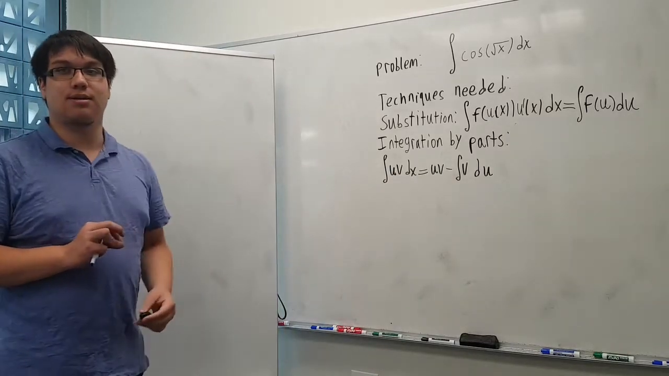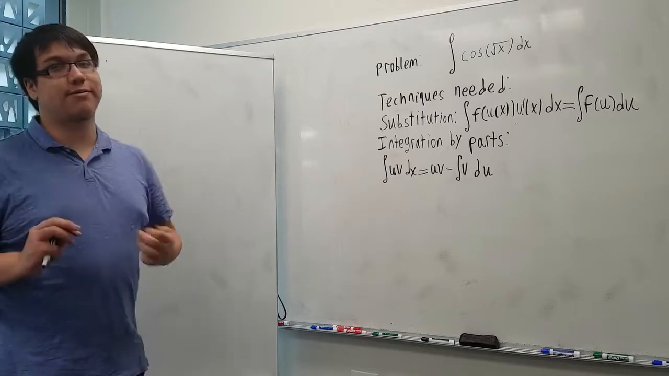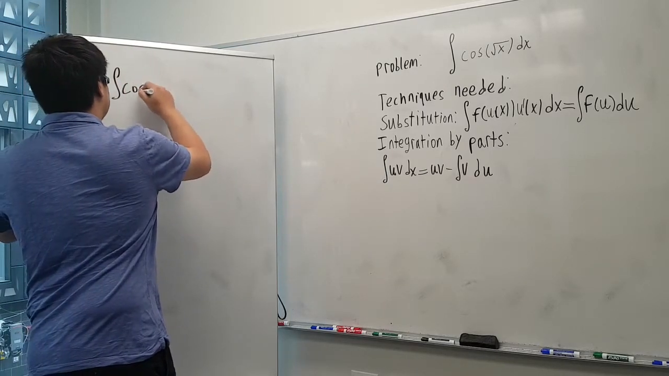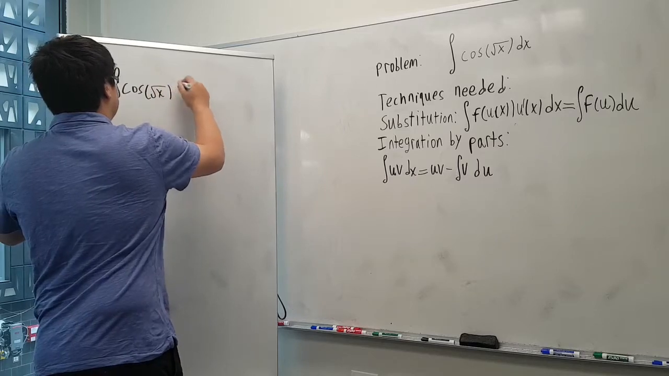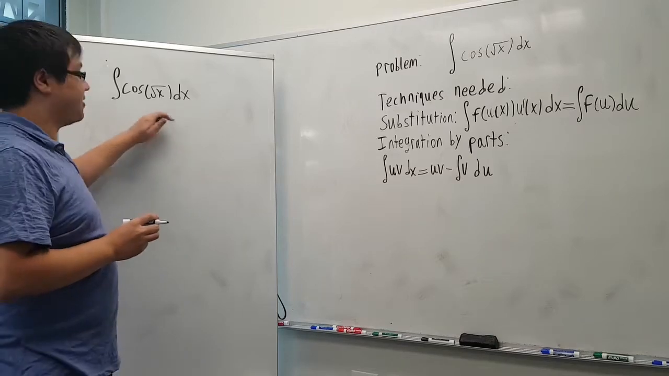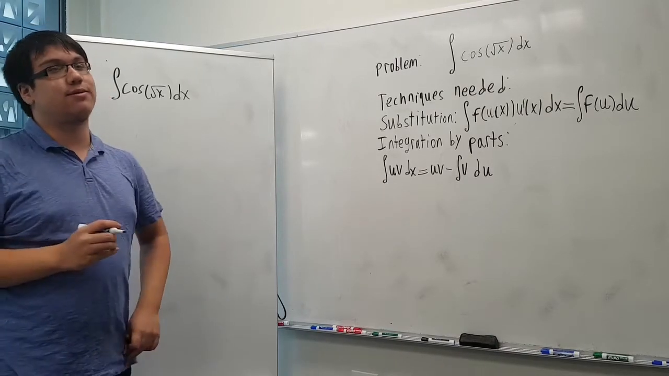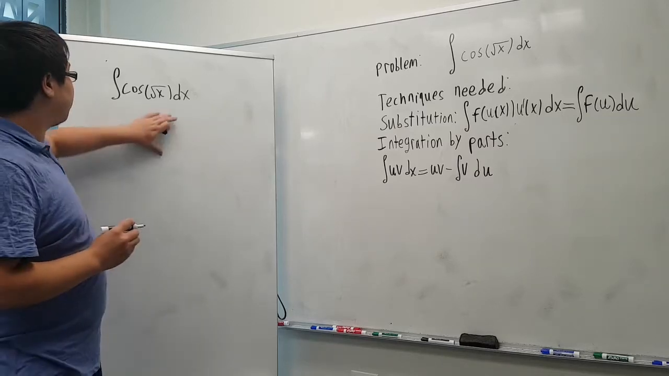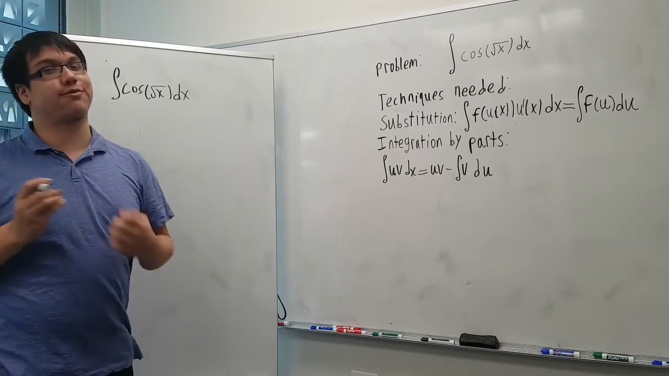Alright, so I'm going to start off by writing my integral down. This is kind of a weird function to integrate. You might want to, first of all, find a nice substitution to make. I'm going to use the substitution u is equal to square root of x.